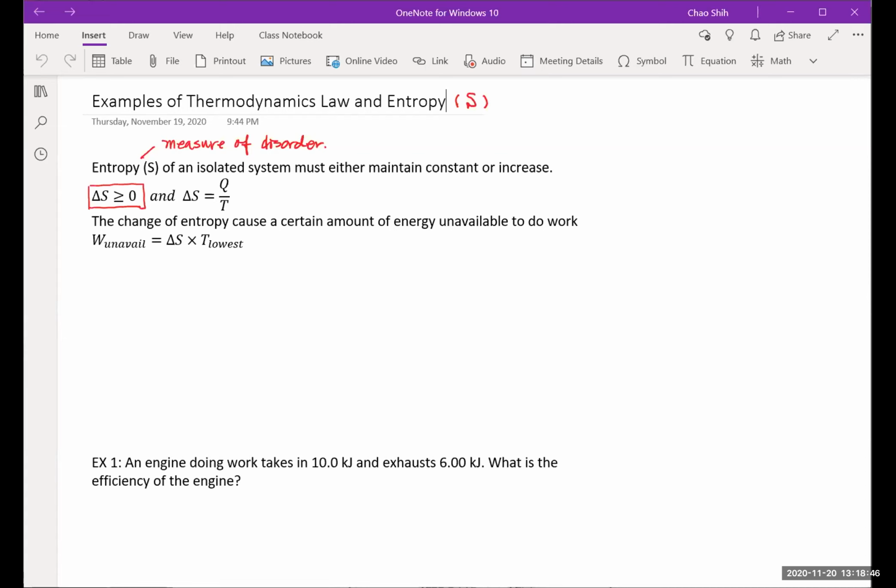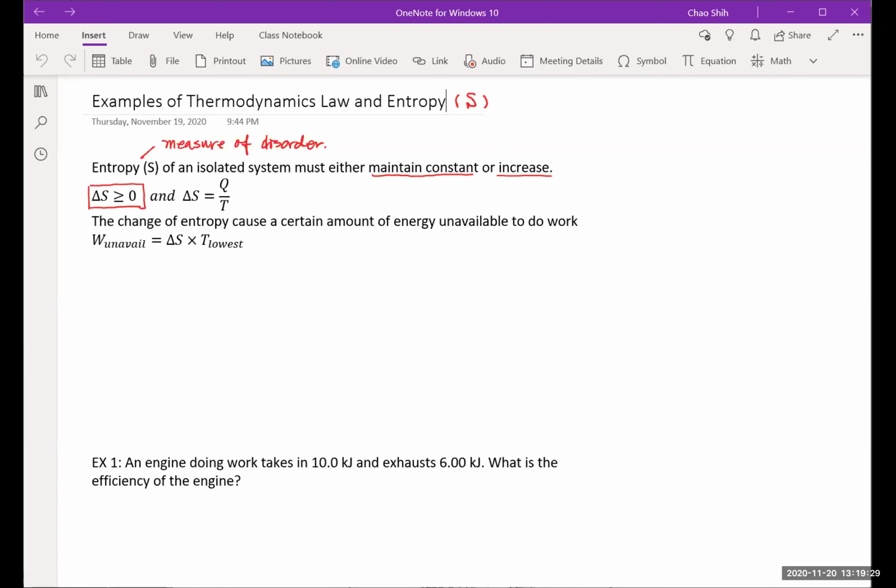S represents the entropy, the delta meaning the change of the entropy. So that means you have two different states. That's why you have a change. When the entropy changes, meaning the order or disorder is going to change. And it's going to be greater than or equal to 0, and that's associated with whether it's going to be maintained at a constant or increase. So if you have an isolated system, meaning there's no heat exchange with other things outside of the system, simply just by itself.